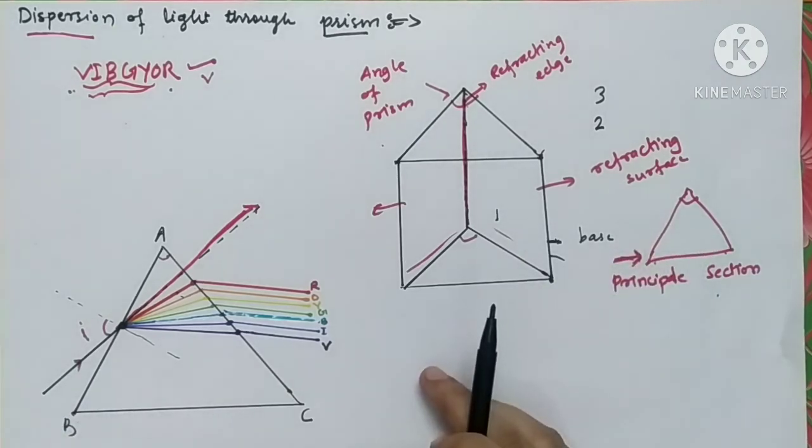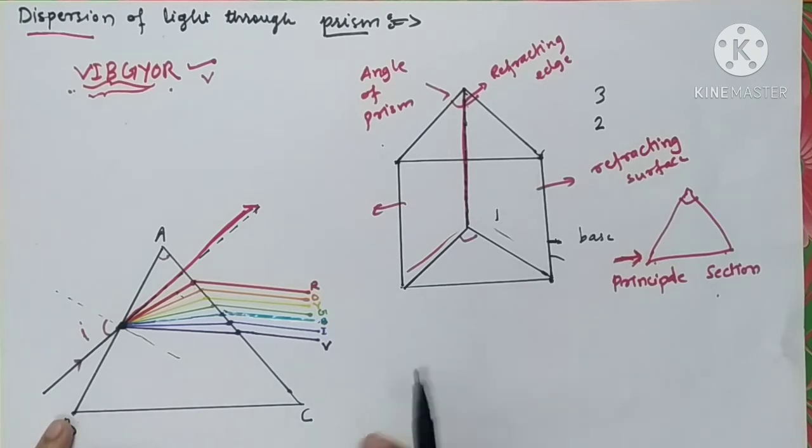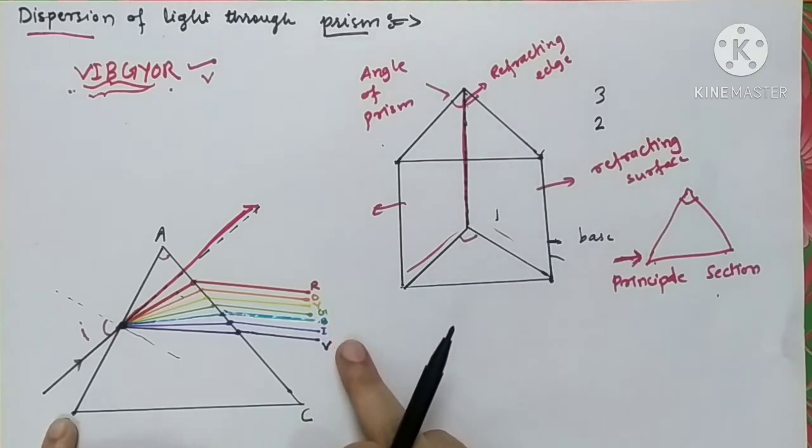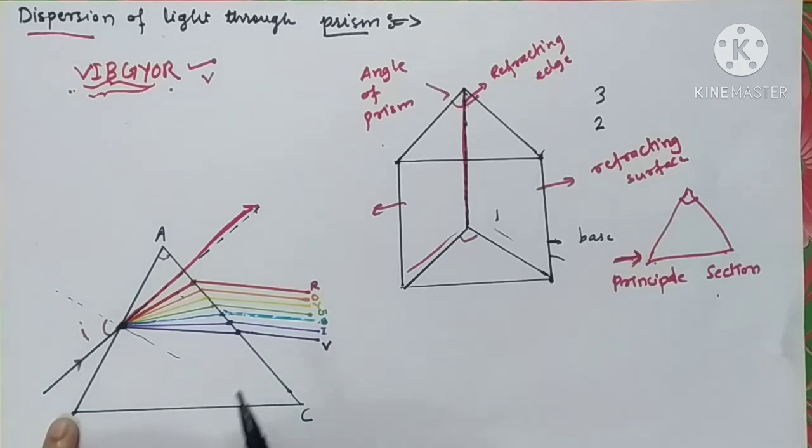So in this way, the dispersion of light occurs. Here the two surfaces are involved in the process of dispersion of light, and in this way the light ray gets separated from the surface of the prism. So let us see what is the angle of deviation.